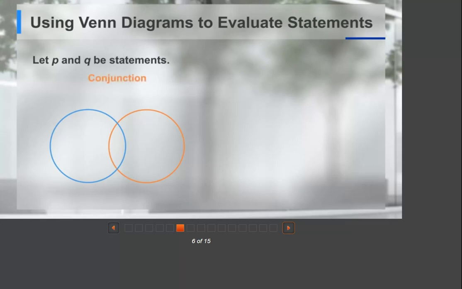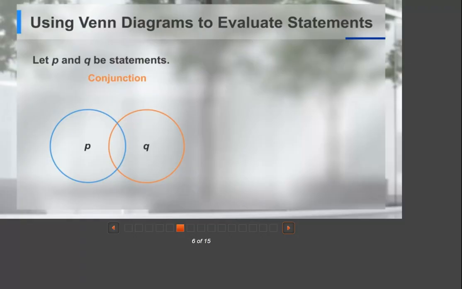With a conjunction statement, let's represent P being true inside the blue circle and Q being true inside the orange circle. As you might know, conjunction statements use the word and. So we're looking for where both P and Q are true. Do you see it? If you're eyeing that spot where the circles intersect, you got it. That's where both P and Q are true.